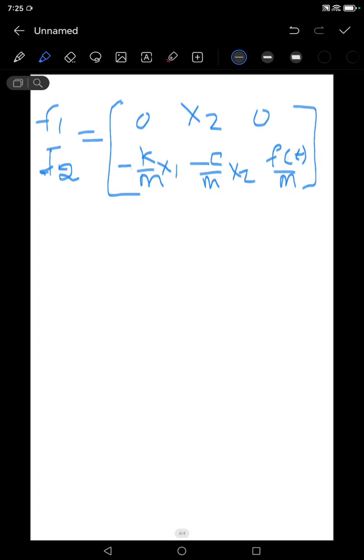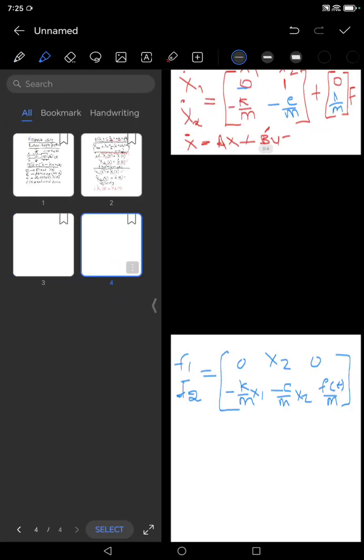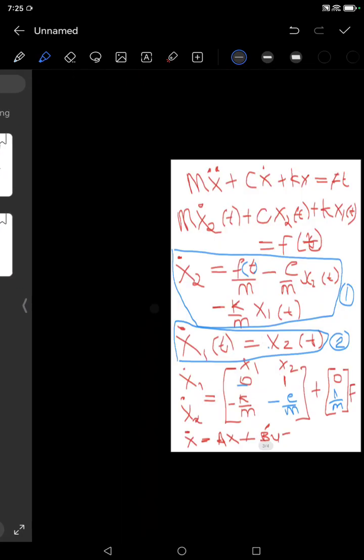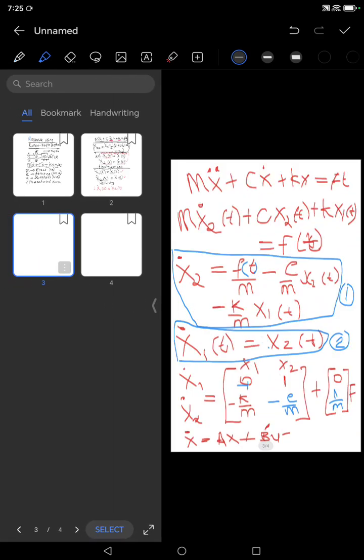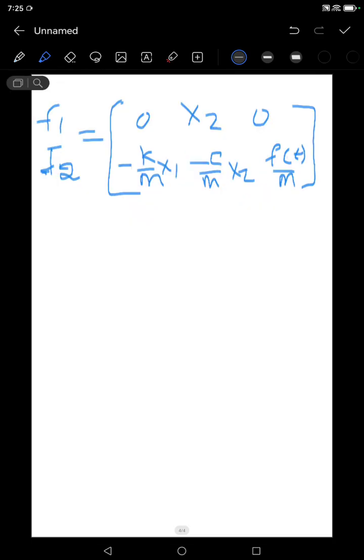So in the notes, they wrote our matrix like this. It's still the same thing as what we wrote on the other side. We have the negative k over m x1, negative c over m x2. The negative k goes with x1, the negative c over m goes with x2, and we have the force here. So we're going to use this one from the notes, okay?